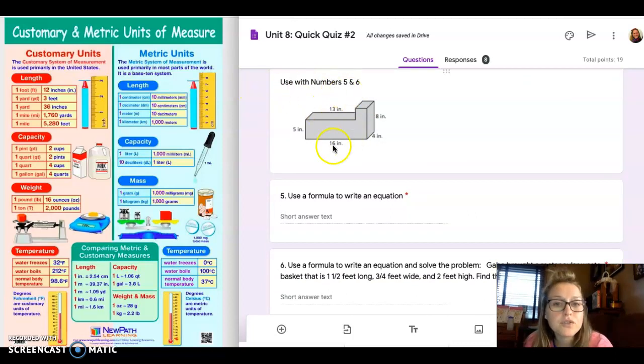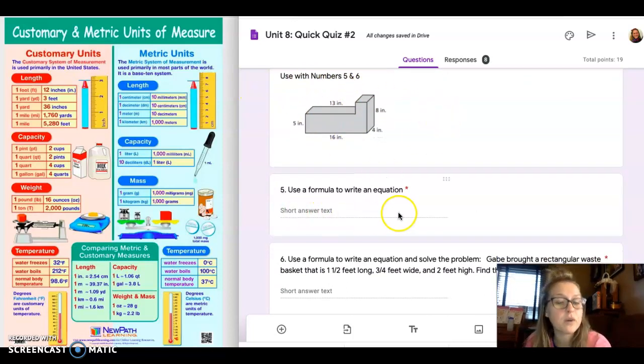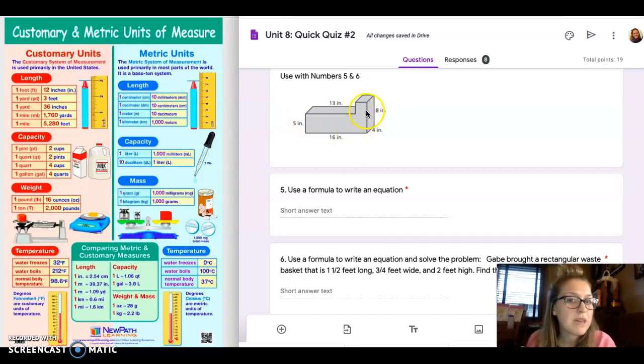So then we're going to do numbers 5 and 6. You're going to use a formula to write the expression. Same as the last one, but this time you kind of need to break your rectangular prism into 2. And some of you broke it right down this front line here. Some of you made this the line.